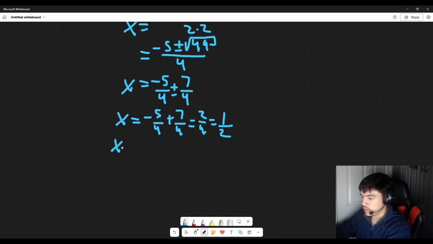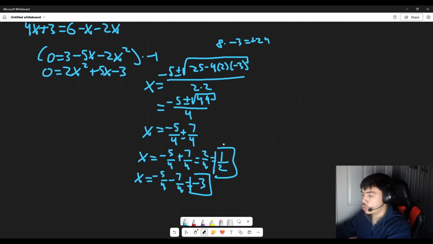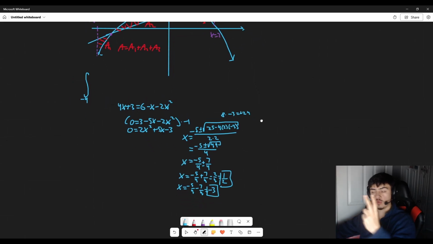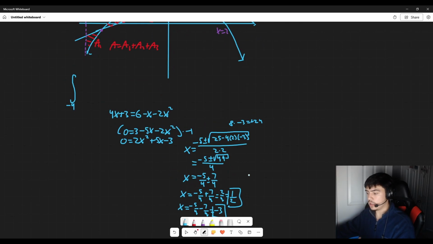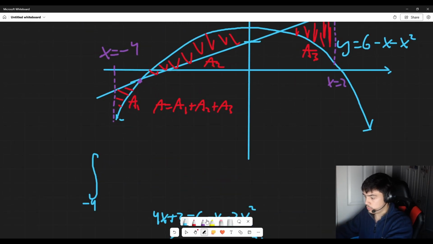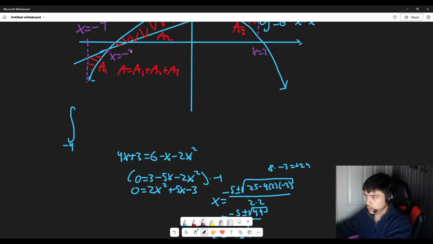And then our other one is going to be x equals, let me box this in. So we get x equals negative 5 over 4 minus 7 over 4, giving us negative 12 over 4, which is just negative 3. So those are our 2 points of intersection of these 2 functions. Obviously our negative x is going to be over here. So this point right here, our x value right there is negative 3. That's going to be our negative 3.